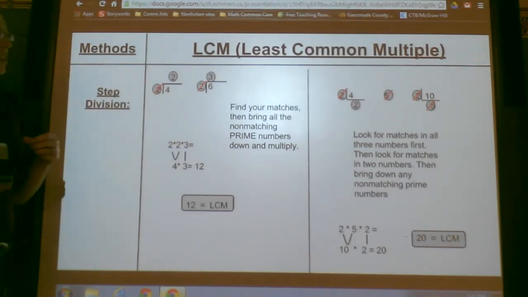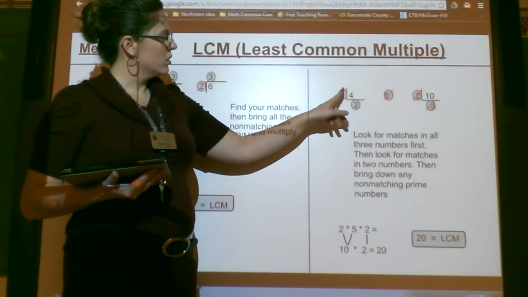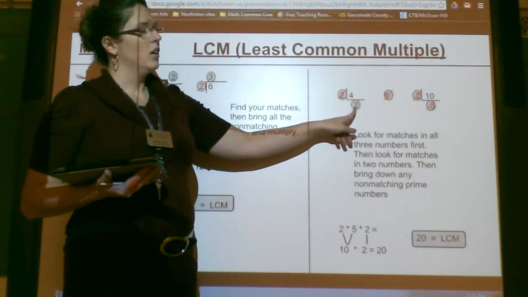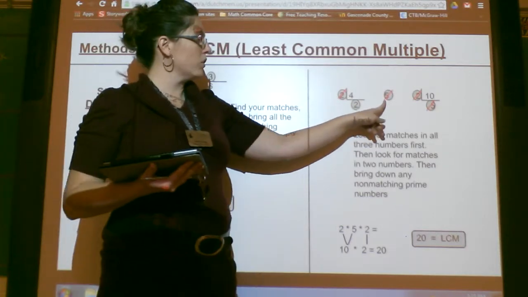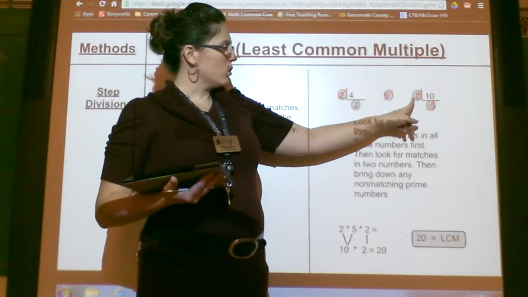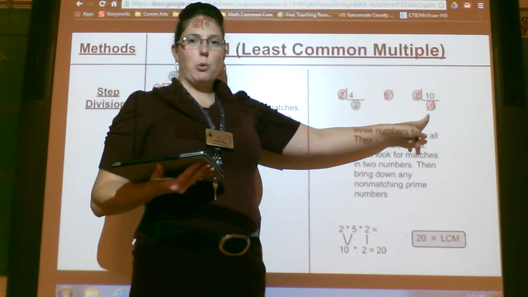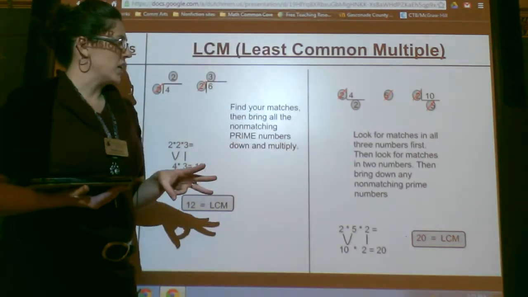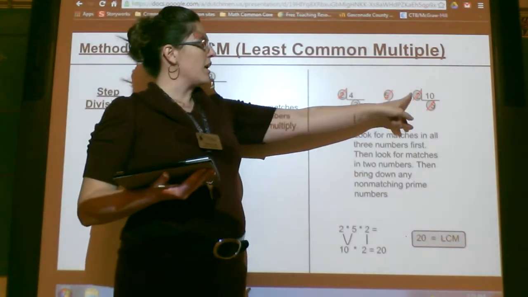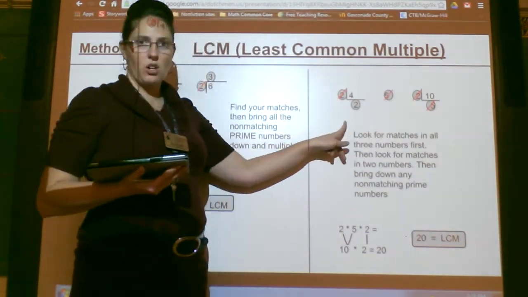For three numbers, we have 4, 2 goes into 4 twice. They're both prime, we circle them. 5 is already prime, so we circle it and move on. 10, we start with 2, goes in 5 times. They're both prime, so we circle them. Start looking for matches in all three. I have 2's, a 5, and a 2 and a 5, so I have no matches in all three.